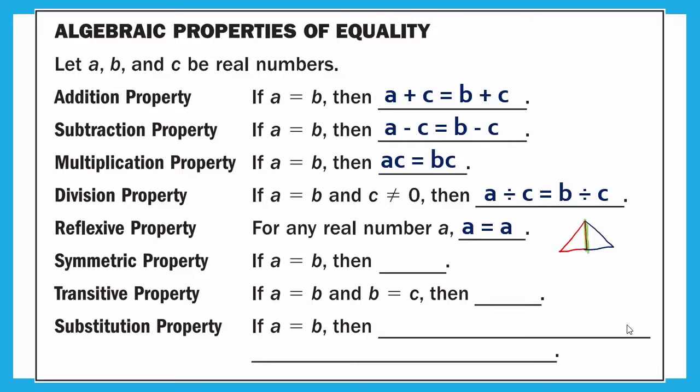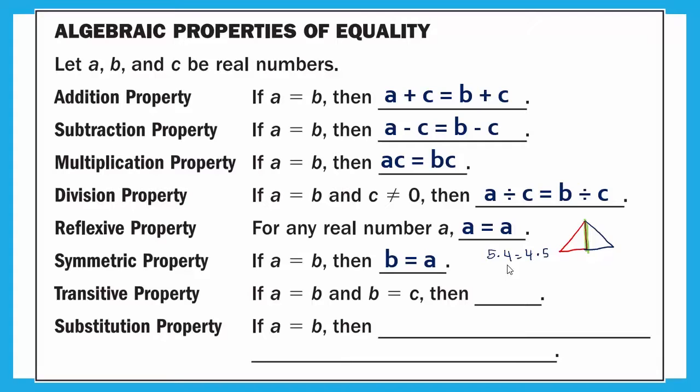Symmetric property, if A is equal to B, then B is equal to A. Think about it in terms of your multiplication facts. You can say that 5 times 4 is equal to 4 times 5 because it gives you the same product. 5 times 4 is 20 and 4 times 5 is 20, so it doesn't matter which way it's written, it still gives you 20. And so symmetric property is just that you're switching the places.